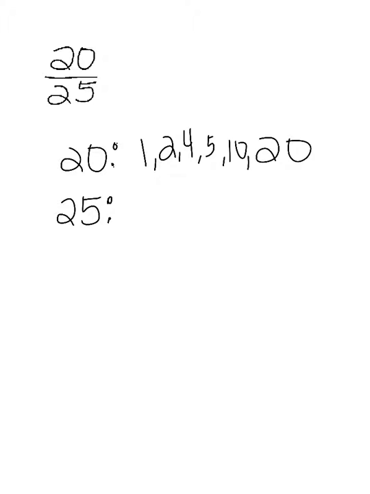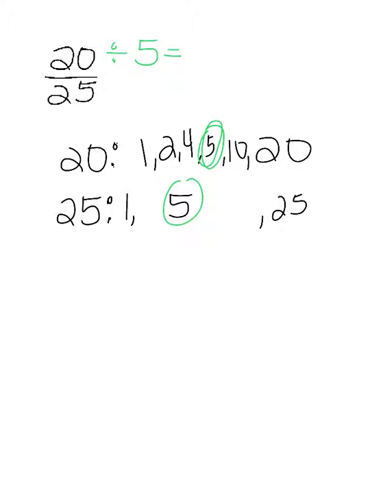Now let's look at 25. We have 1 times 25, and we have 5 times 5. So now we found all the factors. That is our first step. Our second step is to divide both the numerator and the denominator by that greatest common factor. So if I look, I can see very easily that my greatest common factor is 5. So now I need to divide both the numerator and denominator by 5. So I'm going to do 20 divided by 5, and I'm also going to do 25 divided by 5.